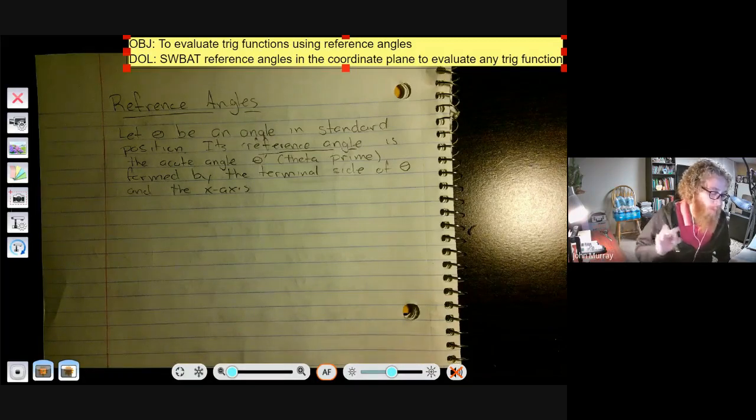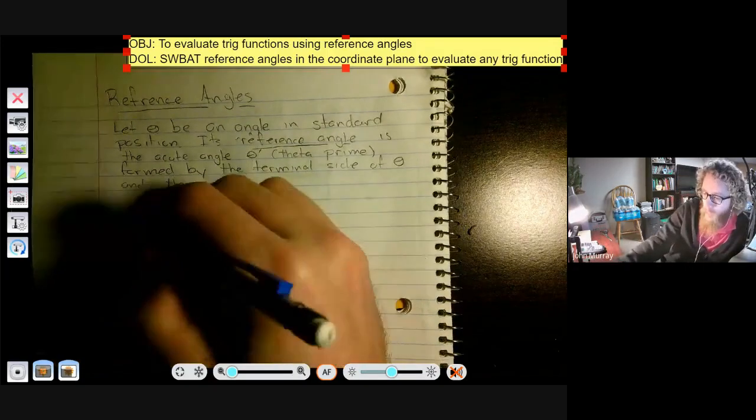Also, because we have our three main angles, 30 degrees, 45 degrees, and 60 degrees, if we can boil down our functions to one of those three, then things become really easy for us, and we can use the unit circle or special right triangles or whatever we have.